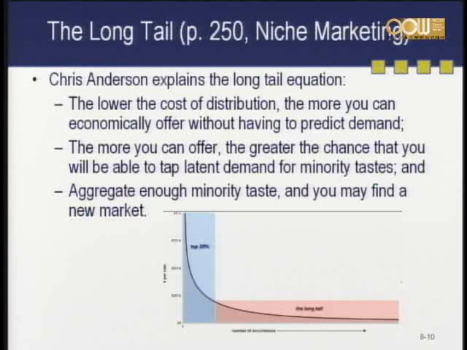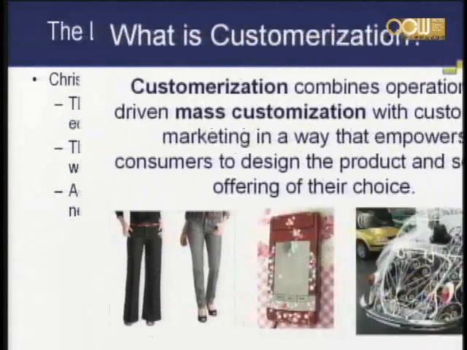So anyway, aggregate enough minority tastes and you will find a new market. I don't believe that, all right? Let me repeat again, it's only good for Google, eBay, Amazon, and that's it. All the rest cannot survive. It's called long tail theory, okay? It's a big debate, in fact, in academia.